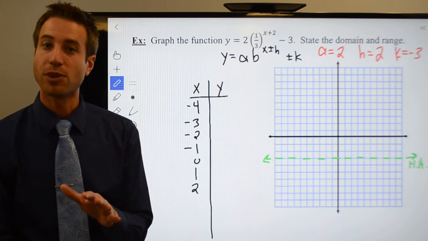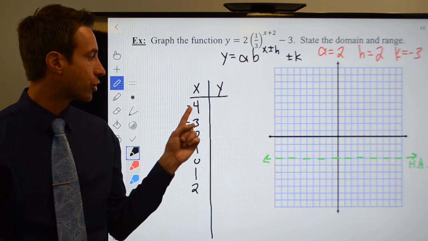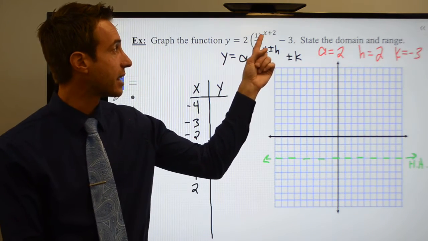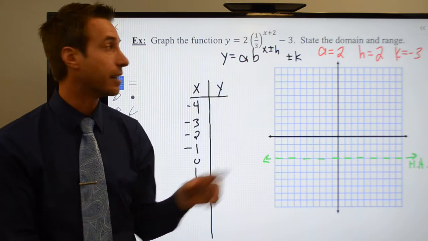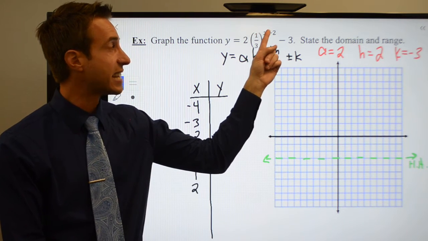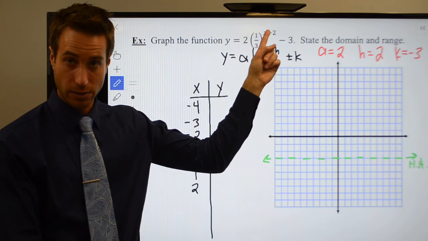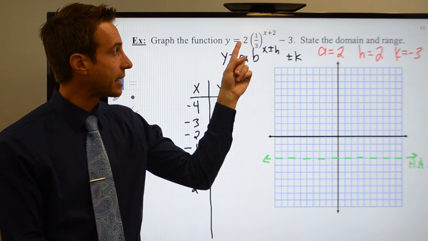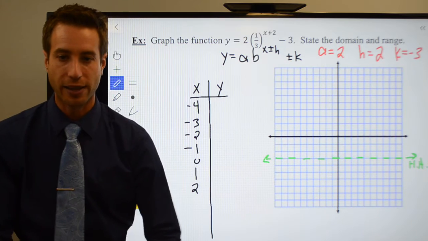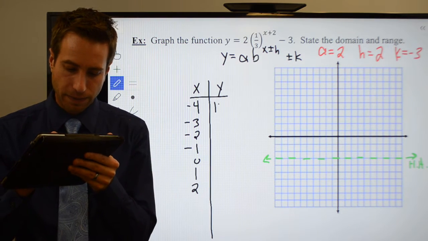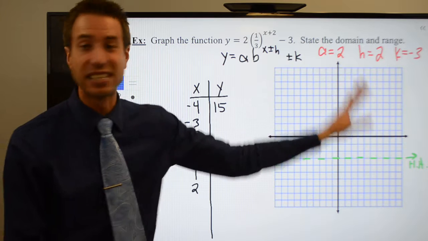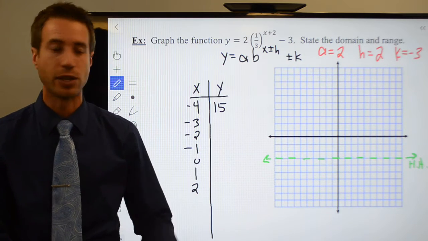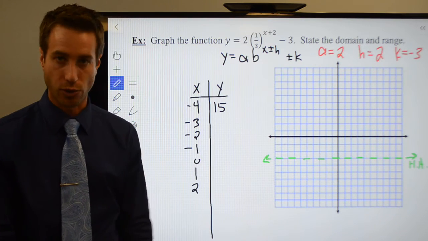Again, don't fat finger something on your calculator. Make sure you do the order of operations correctly. I plug a negative 4 in for x. Negative 4 plus 2 would be a negative 2. 1/3 to the negative 2nd power, right, should be 9. You'll multiply that by 2 and then subtract 3. You should get 15. Now, 15 doesn't fit on the coordinate plane I've given you. Okay, no big deal. We'll just throw that one out.